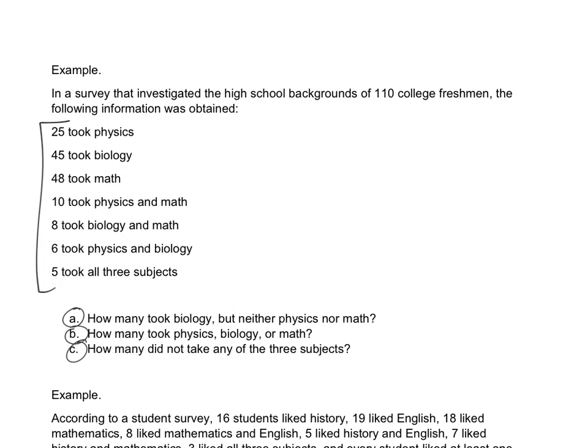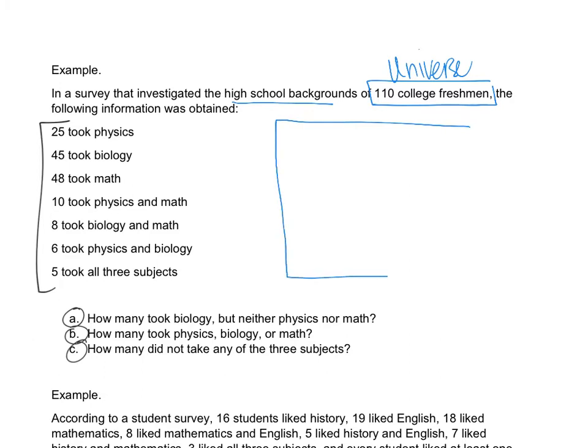So the first thing that I want to notice is in the explanation here, it tells me that a survey was investigating the high school backgrounds of 110 college freshmen. So this is going to become my universe. If I'm going to draw my Venn diagram, I'm going to make my big rectangle to contain my sets, but I know the total for this rectangle has to be 110. So there has to be 110 things living inside of it.